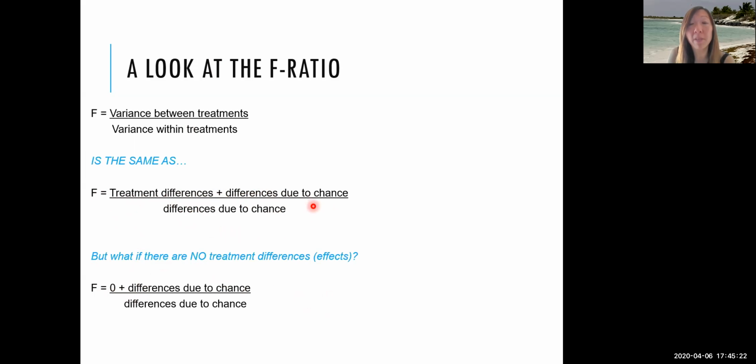We're probably going to have quite a bit of error if there's no differences, right? So our within treatment differences, due to chance or error, we're going to have a value for that. The value is going to be the same for the within, okay? So the amount of error is going to be the same for both, and you take the amount of error divided by the amount of error, and you're going to get 1.